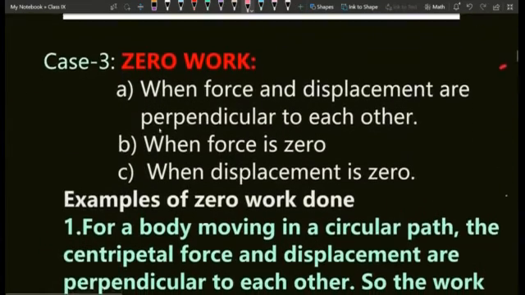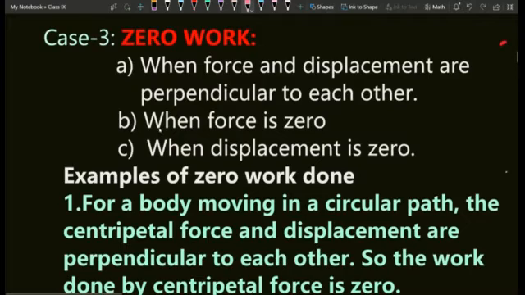Now you see, there is a third case of zero work. For the work to become zero, there are three different conditions you can see. First one is like we have studied positive and negative. It is dependent on angle. So when force and displacement are perpendicular to each other, then the work done is zero. So this is the force, this is the displacement. This is 90 degrees, right? If the direction of force and direction of displacement are mutually perpendicular to each other, the work done is zero.